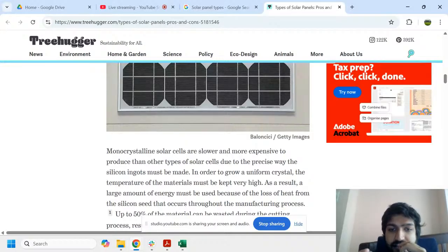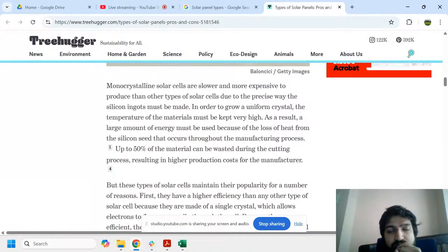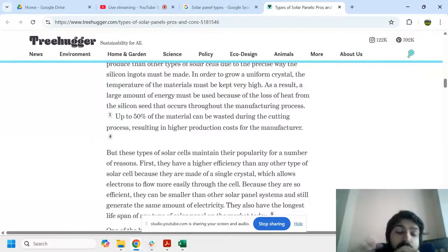In order to grow a uniform crystal, the temperature of the materials must be kept very high. As a result of this, a large amount of energy is used, and you can see why the CO2 equivalent per kilowatt hour is the highest in this type of panel. Up to 50% of the material can be wasted during the cutting process, resulting in higher production costs for the manufacturers. But these solar cells maintain popularity for a number of reasons.